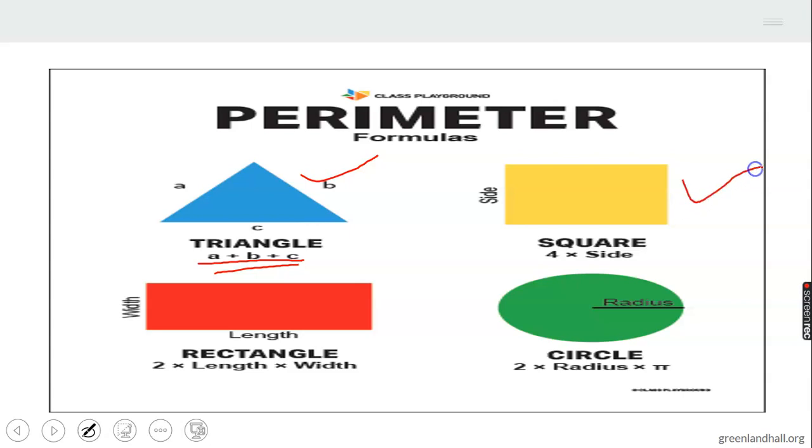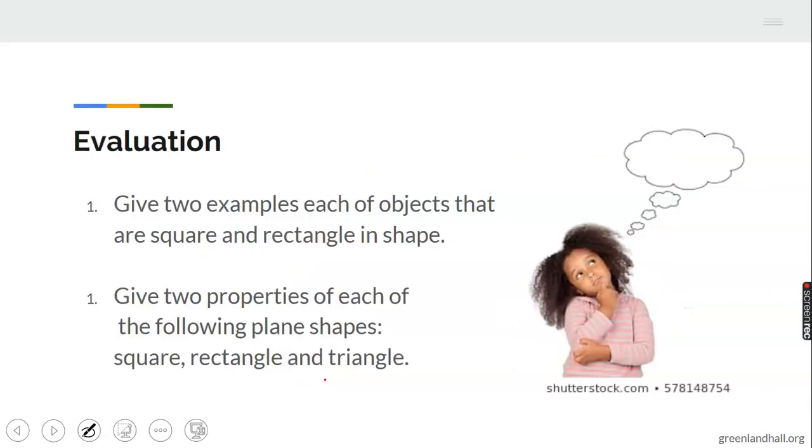Then for a square also, it is the addition of all the 4 sides. As you can see here, that is 4 multiplied by the side. That will be L plus L plus L plus L, L in 4 places. That is why we have 4 multiplied by the side. Then because we have 2 unequal sides for the rectangle, we have 2 multiplied by length plus width. So then we have circle, but for the scope of this, we are only looking at a square, a rectangle, and a triangle.